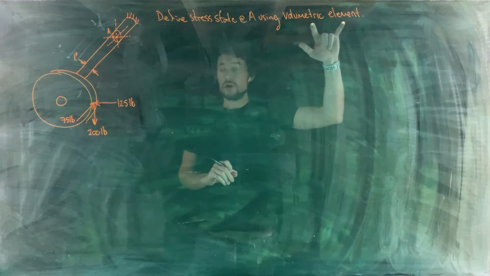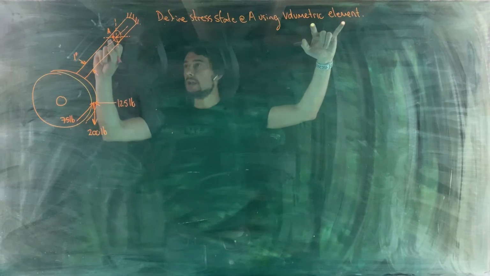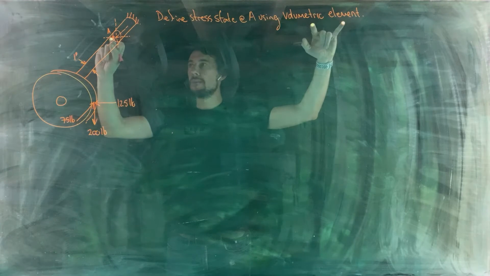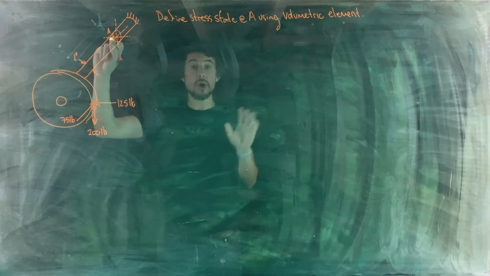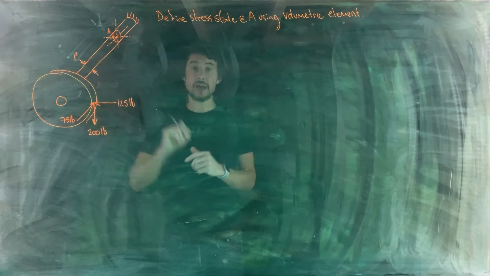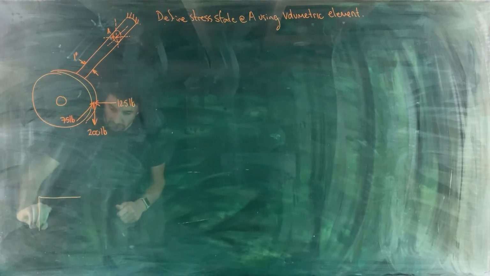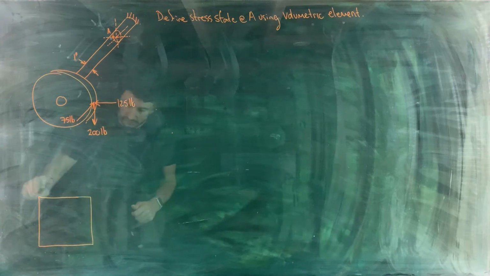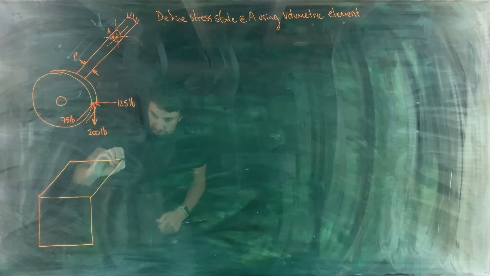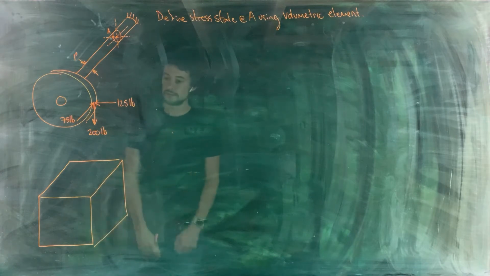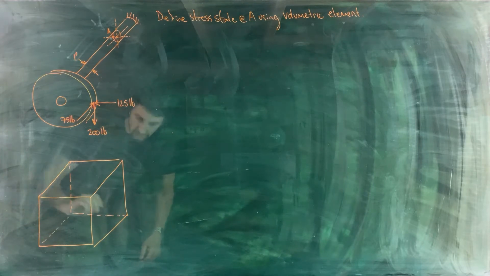So, first of all, volumetric element. What this is referring to is a three-dimensional representation of the little bit of material that exists at point A. So I'm going to draw the little bit of material that exists at point A in 3 dimensions here. So point A is going to be a little cube of material that looks like this here. And we'll put the hidden lines in like that.